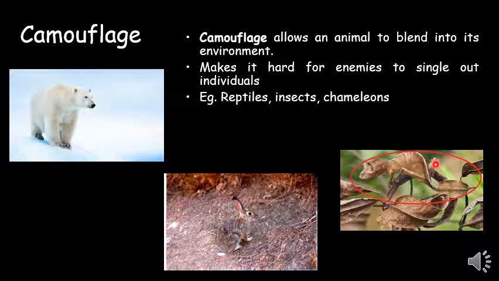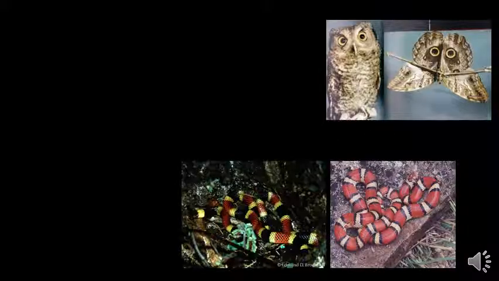And if you look at this insect, since it has perfectly camouflaged itself according to the litter or the leaves, it will be very difficult for other animals to come and predate upon it. Okay, so this is about camouflage.